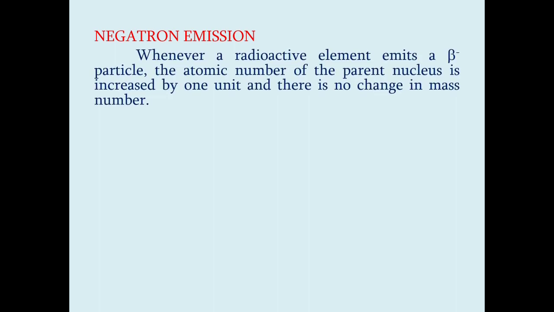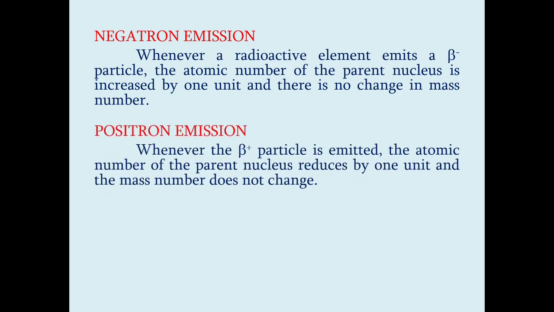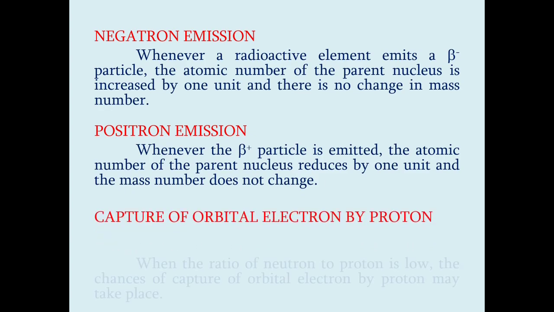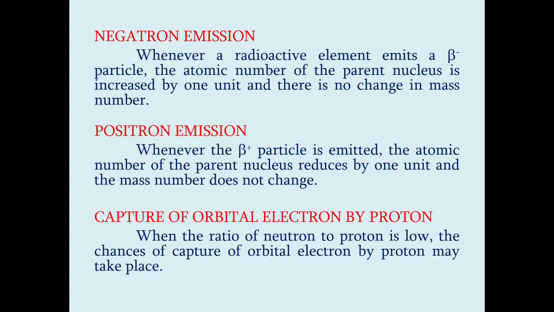So when a negatron emission happens, the radioactive element emits a beta particle, the atomic number of the parent nucleus is increased by 1 unit, and there is no change in the mass number. When a positron is emitted, the atomic number of the parent nucleus reduces by 1 unit and the mass number does not change. Then the capture of an orbital electron by a proton can take place. When the ratio of neutron to proton is low, there is a greater chance that capture of an orbital electron by a proton may take place.